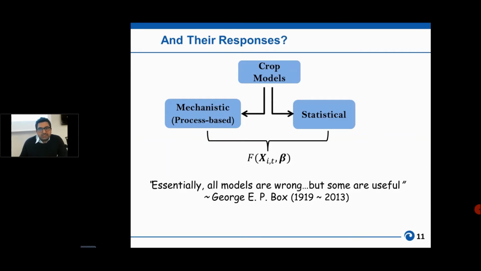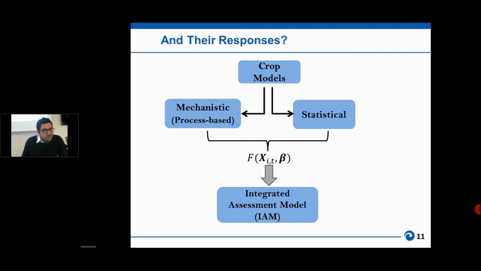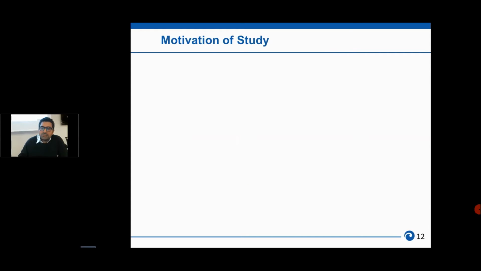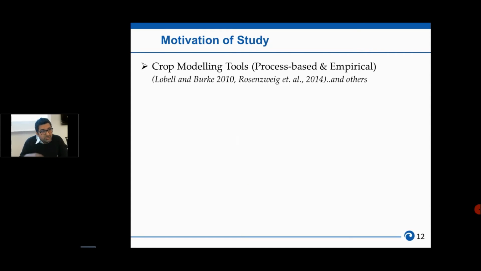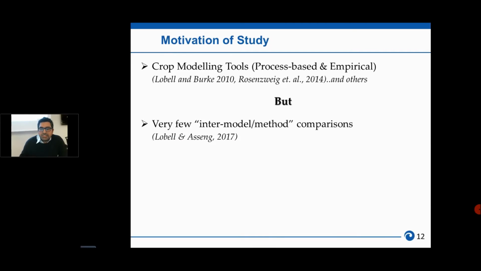And what do we do with these responses that are coming out of either process-based or statistical models? Well, they go into your integrated assessment models, which are then used for broader analysis of policy framework. Now, coming to the motivation of this study, there are quite a number of studies already done on both these process-based and crop models and the empirical crop models. So we need to see where the literature is lacking, and we find that there are actually very few studies that look at a comparison between the two, as well as a comparison between the methods and the individual models.